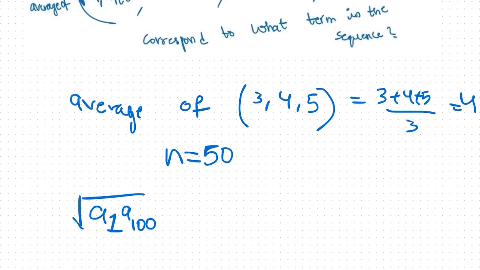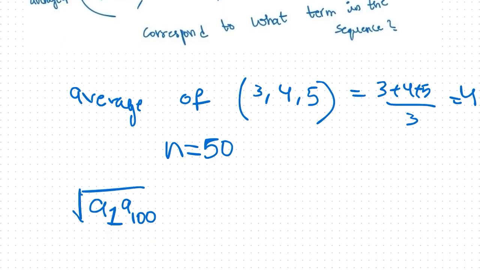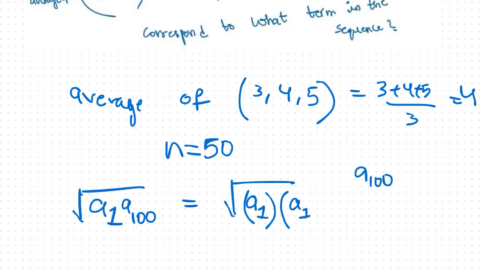Let's say the first one is this. So this will actually be the first term times the 100th term. So the first term is, let's say, A1. The 100th term will be A1, the entire formula: A1 plus D times (n minus 1). So D times 99.